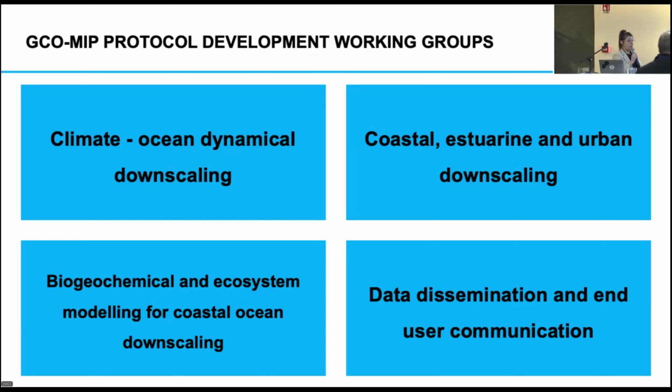So when we start going very close to the coast, other phenomena like interactions between waves, winds, and tides become very important. The other one can be based on biogeochemical and ecosystem modeling for the coastal ocean. Not just modeling, but even the observations that we need to address the effect of climate change on the ecosystem in the coastal ocean. And the other one will be on data dissemination and communication back to the end users.